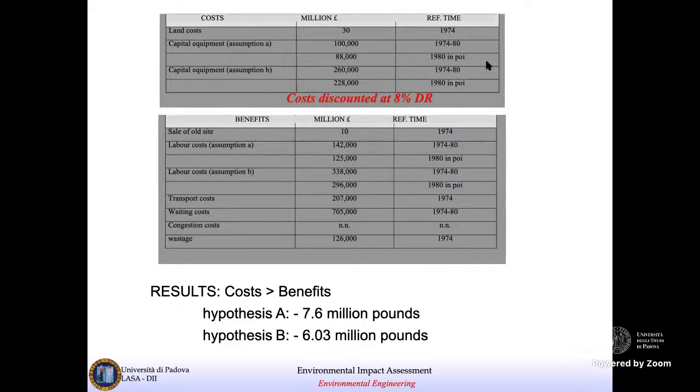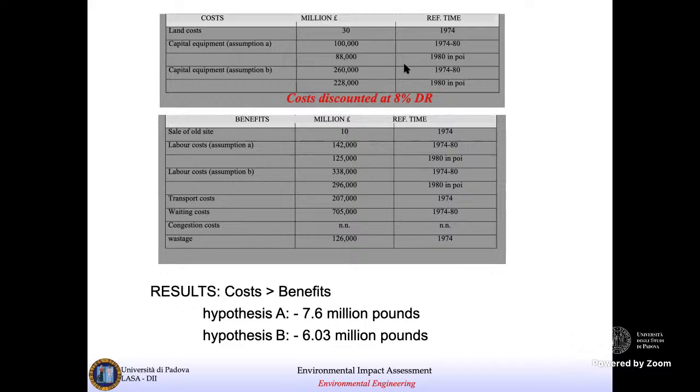And then they made an evaluation in terms of discount rate for the prices, for the costs and benefits up to the 80s. So this is on a 5 to 6, 10 years time scale. The costs were discounted at 8%. This is the official discount rate of 8% as an average value. I remind you that I told you that nowadays we are below 1% discount rate, between 0 and 1%.